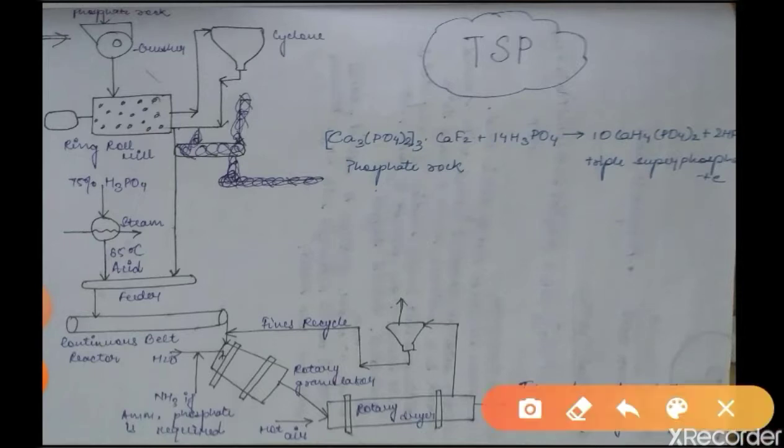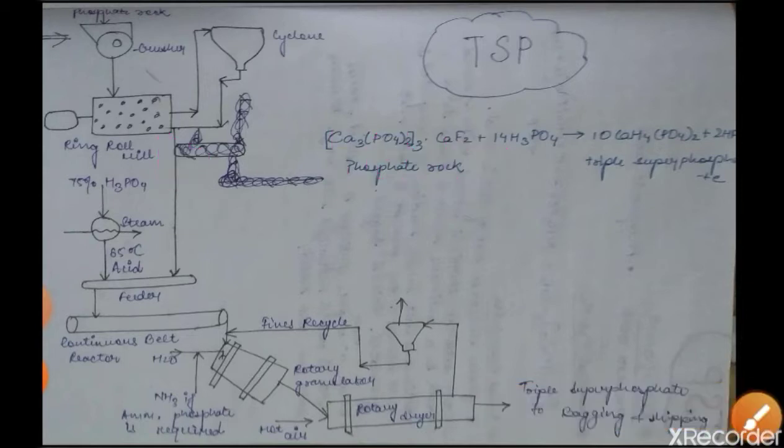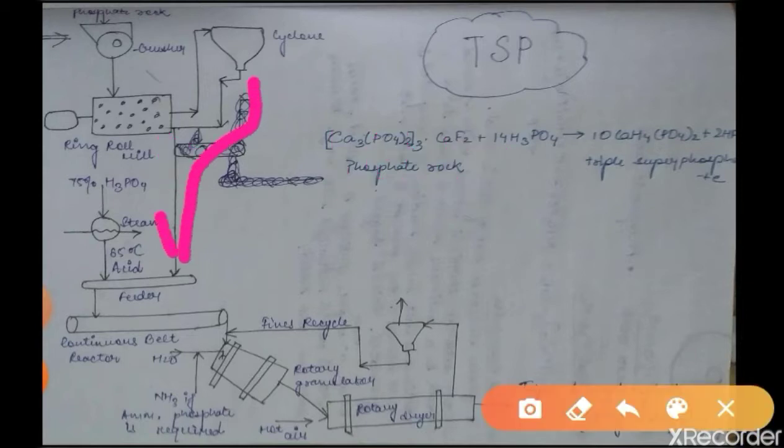So the flow sheet starts with the crusher again. The phosphate rock is crushed with the help of a jaw crusher. The mixture is fed to a ring roll mill where the smaller lumps of rock are finally crushed to 100 mesh size. The 100 mesh size particles are then taken to a cyclone separator in order to get rid of the dust particles. From here, the fine powder of phosphate rock is taken to the feeder.